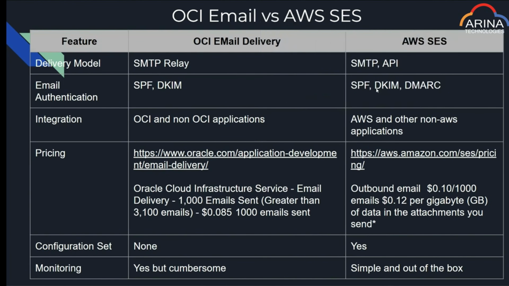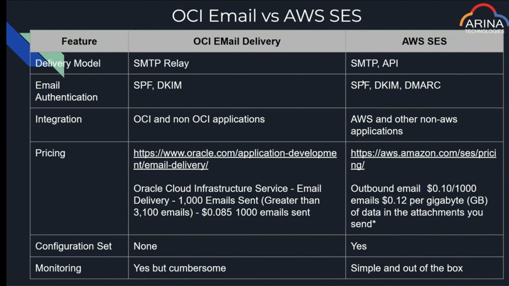This is the feature comparison. For the delivery model, OCI email uses SMTP relay and SES uses SMTP and API. For email authentication, both support SPF and DKIM. SES will also support DMARC.